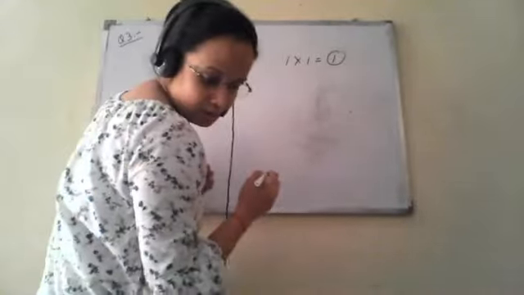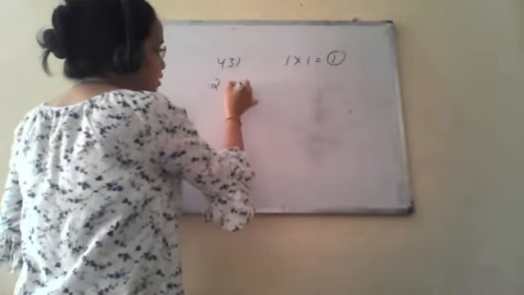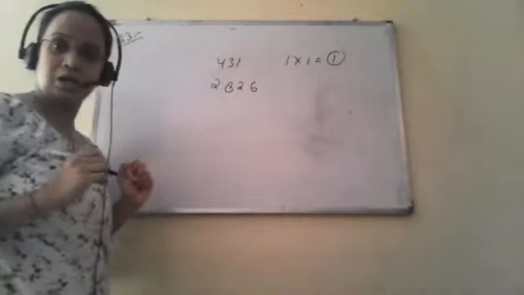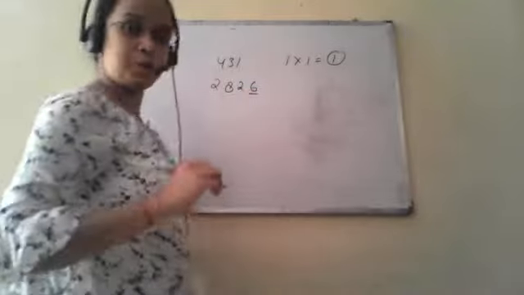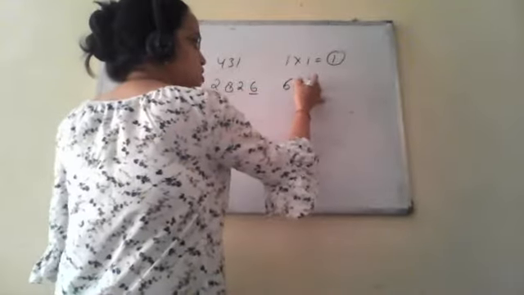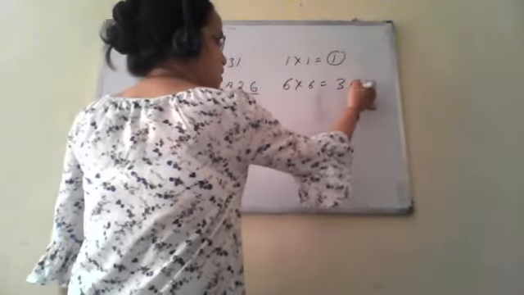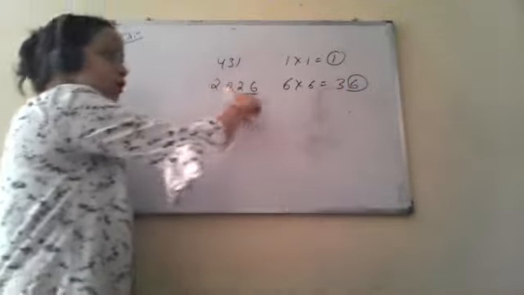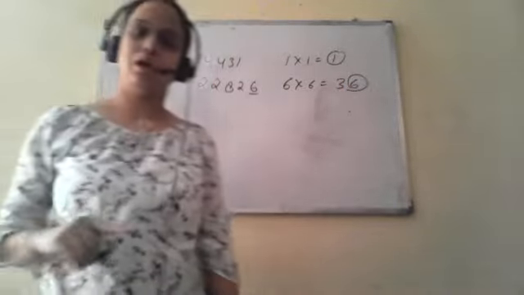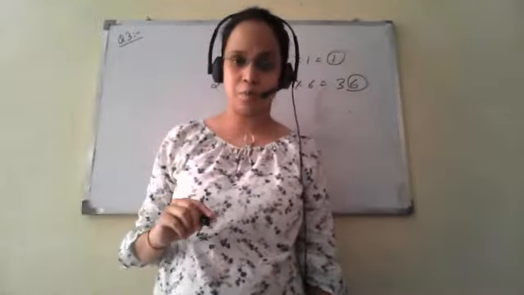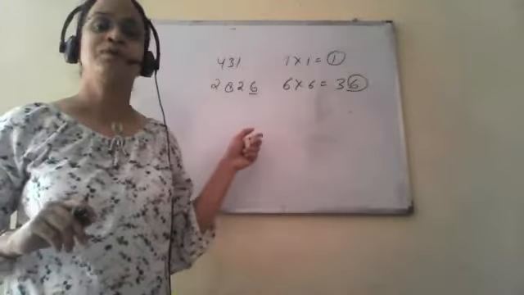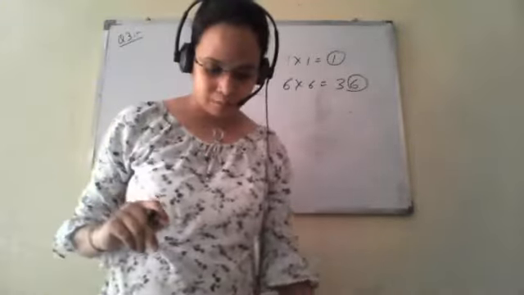Next number is 2826. Clear? So what will be the unit place of this number? That is 6 into 6. It will become 36. That means the square of this number, 2826, will contain 6 at its unit place. So its square will be an even number.